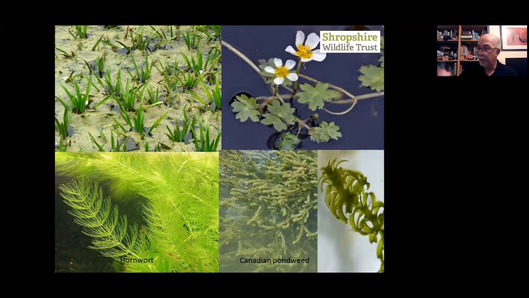But if you use a hand lens and have a look at the hornwort, you'll see it has little horns on the needle-like fronds on those whorls, which kind of gives the game away. But that's a submerged plant. While I've got this, this is a magnifying pot. Great part. Put it in your pond kit.